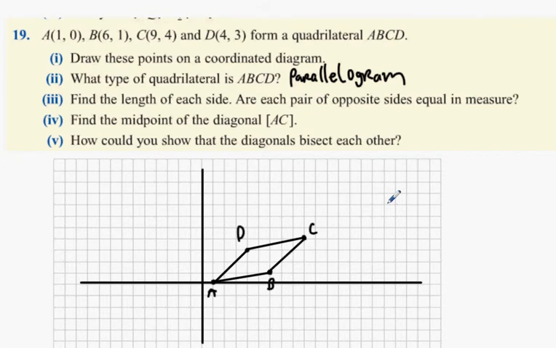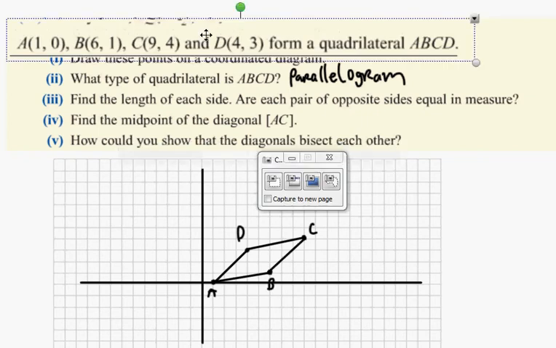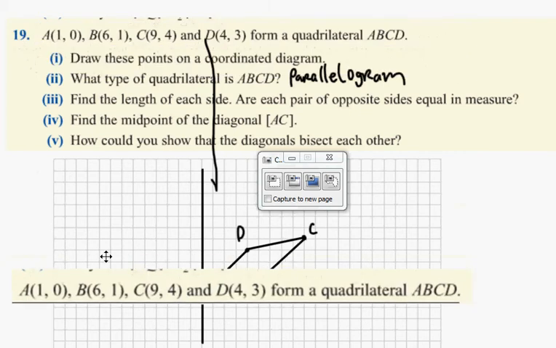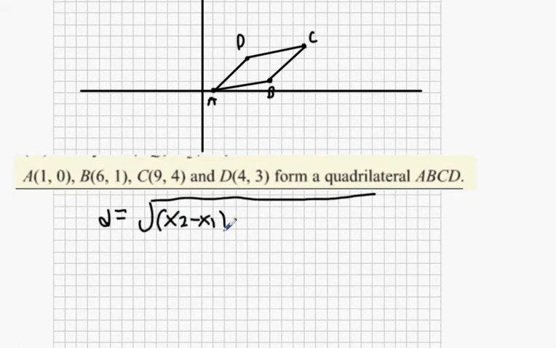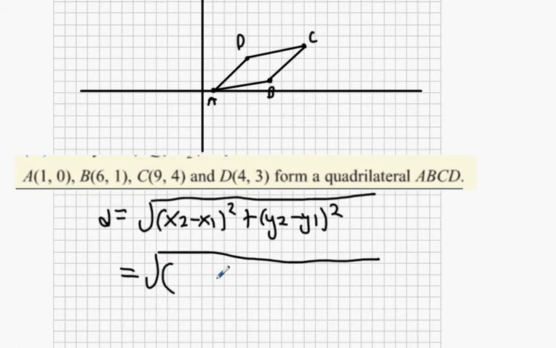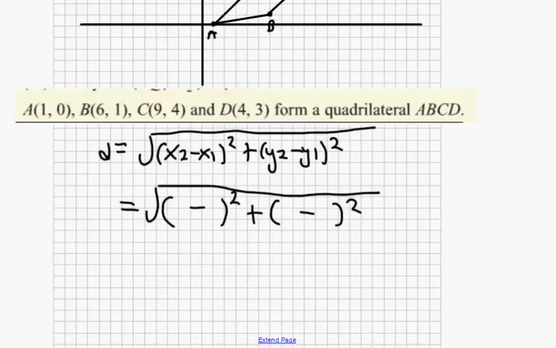Find the length of each side. Are the pair of opposite sides equal in measure? So we have to use all 4 points here. I'll just bring them down with me. I'm going to use the distance equation a couple of times. The distance formula is the square root of (x2 minus x1) squared plus (y2 minus y1) squared. So the distance is going to equal the square root of something minus something squared plus something minus something squared. I'm going to have to do that a full 4 times, guys.